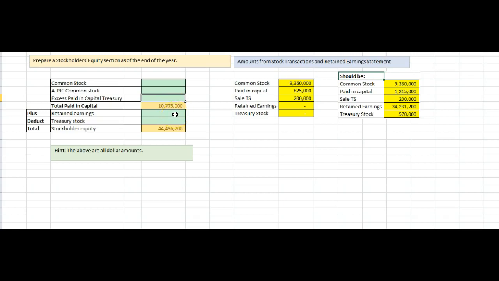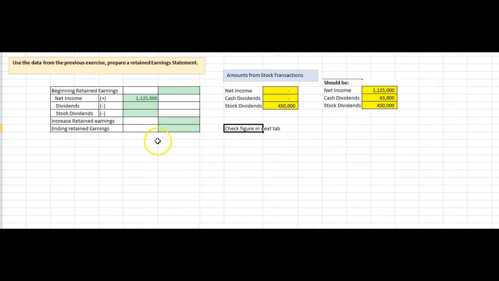And that would give us retained earnings. If you add this all up, it should match this. And then you want to deduct the treasury stock that's out, and I forget how much that was for. 570,000 it says here. So you should come up with a stockholders' equity of 44,436,200. These are all dollar amounts, so don't get them confused with quantities of stock. Now, we had to go through this whole thing so that you could understand where the numbers come from when you get to the retained earnings and the equity.